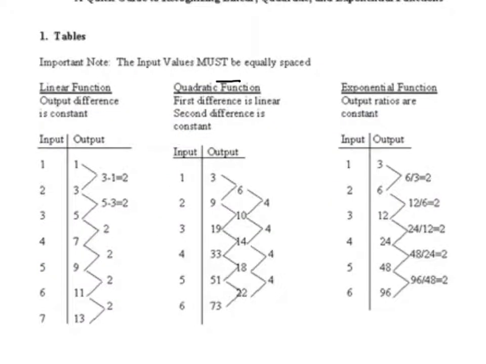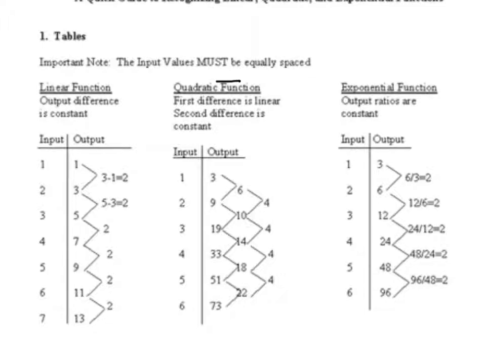So here's an interesting thing. If you wanted to tell, just by looking at a table, if a function is linear, quadratic, or exponential, there's a way to do it. So let's look at this first table. This is a linear function. It says that the output difference is a constant.